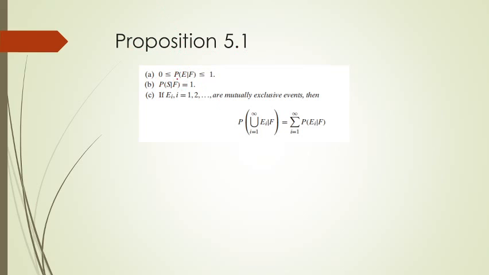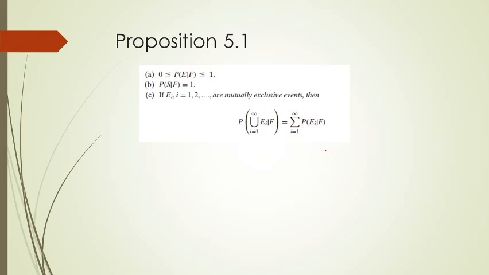The conditional probability is a probability. Of course, the probability should be between 0 and 1, right? Part B: given the event F, the conditional probability of the sample space S equals 1. Part C: if the E_i are mutually exclusive events for i starting from 1, 2 until infinity, then the probability of this union given the event F is the sum of each conditional probability.